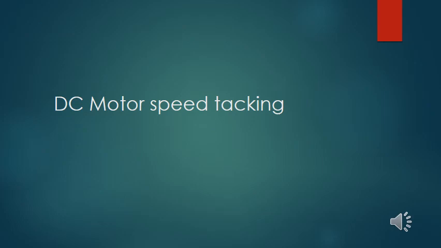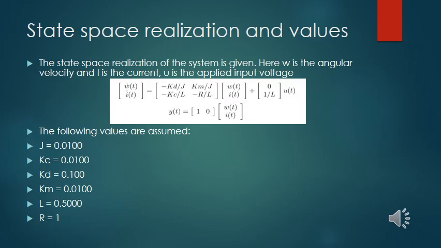Now let's look at an example of a motor speed tracking system. Here we will try to track the speed of a motor using state space methods. This slide shows us the state space realization of the DC motor. In this project, the DC motor has been chosen because it gives us a really precise tracking. We can see that omega is the angular velocity, I is the current, and U is the input voltage. Here J is the mechanical inertia, Kc is the back EMF, Kd is the damping constant, and Km is the motor torque. R and L are the load resistance and inductance respectively.